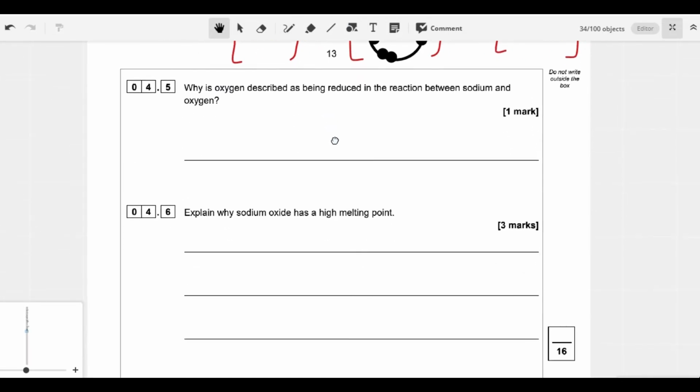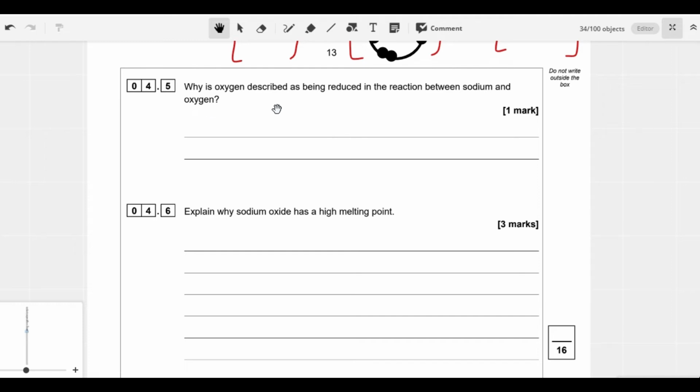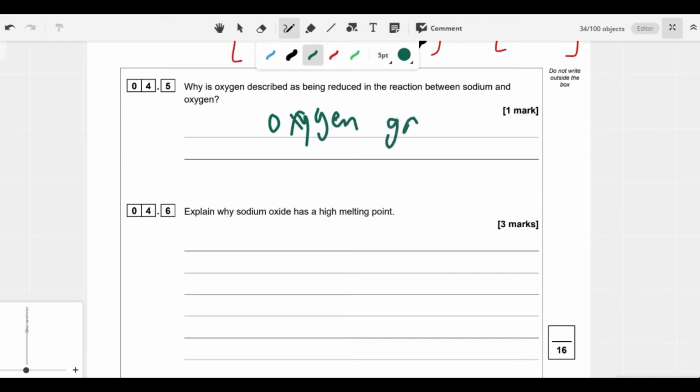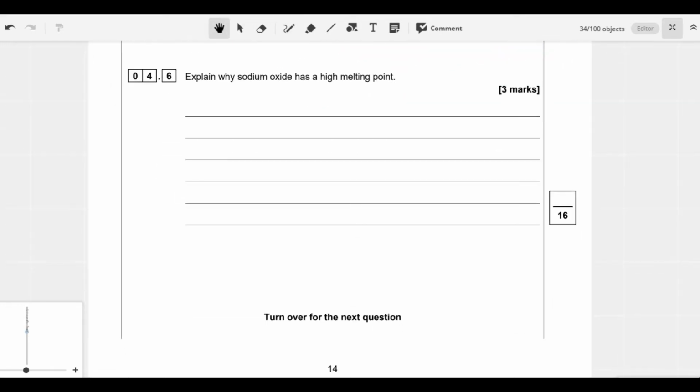Okay, and next, why is oxygen described as being reduced in this reaction between sodium and oxygen atoms? Because oxidation is loss of electrons and reduction is gain of electrons. So in this case oxygen gains electrons. Alright.